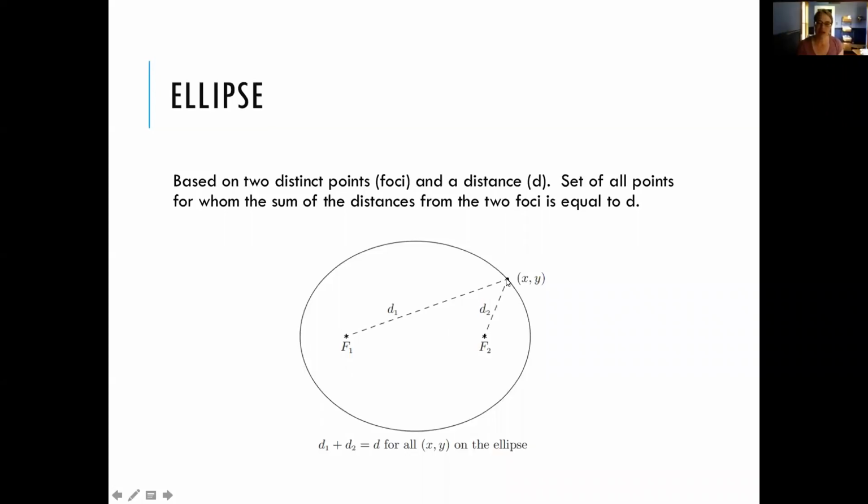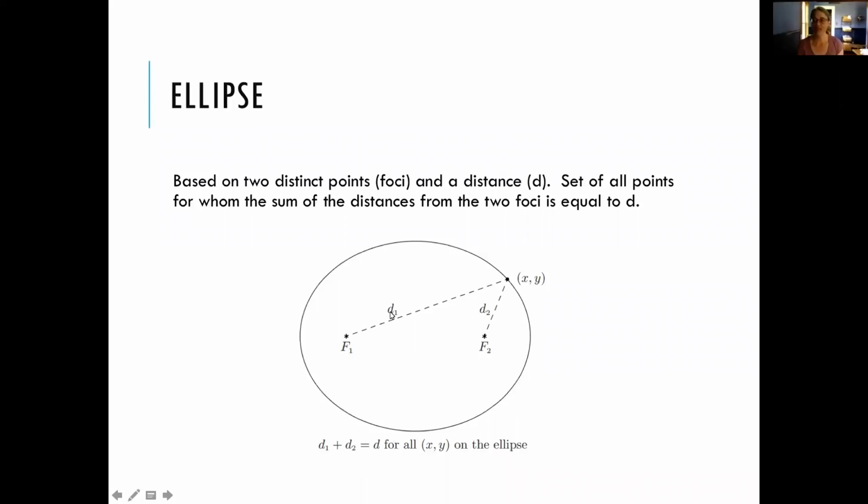And what we do is, for any point, if we've got a point xy, and this point is some distance d1 from focus point 1, and some distance d2 from focus point 2, we add those two distances together and we get some specific distance d. All of the points whose sum of the distances from the two focus points is equal to d, if we graph that set of points, we will get an ellipse.